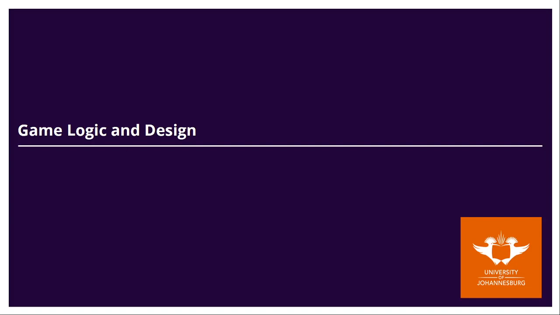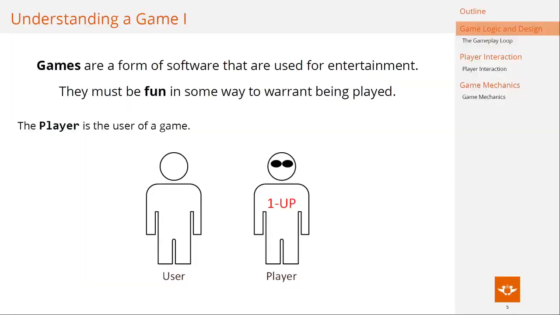So what is game logic? And then how do we design a game to implement it? First and foremost, a game is a form of software that is used for entertainment. Alternatively, games are used as a form of competitive sport, but ultimately what we're aiming for here is that a game must be fun in some way to warrant it being played. So if a game is not fun, people are not going to want to play the game.